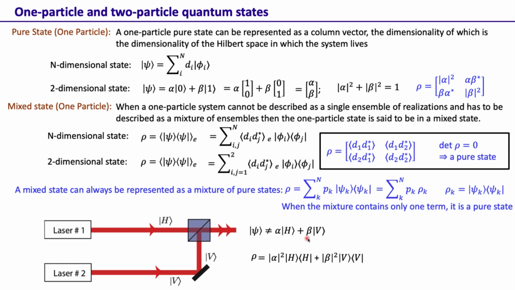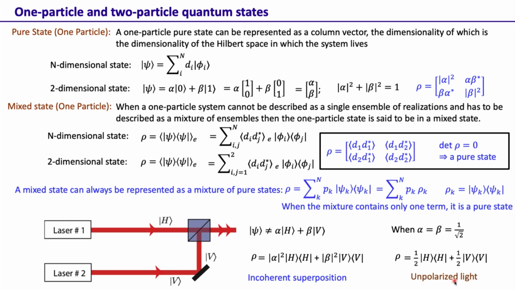What comes out here is not a coherent superposition of horizontally and vertically polarized light. It is rather a mixture of horizontally and vertically polarized light. That's an incoherent superposition, and in such a situation we have to have the density matrix representation because it is a mixed state. Of course, when alpha and beta are equal to 1 over root 2, this rho is half HH, half VV. That means 50% horizontally polarized light, 50% vertically polarized light in the mixture, and that gives us unpolarized light, as opposed to 45-degree polarized light. That's what happens when we have a coherent superposition. So that's the representation of a one particle mixed state.